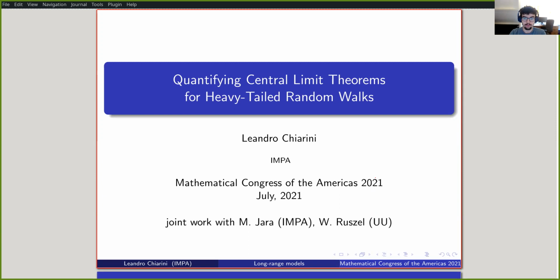It's a joint work with my supervisors, Professor Milton Hara at IMPA and Professor Violeta Russo at Utrecht University. And it's about quantifying central limit theorems for heavy-tailed random walks.